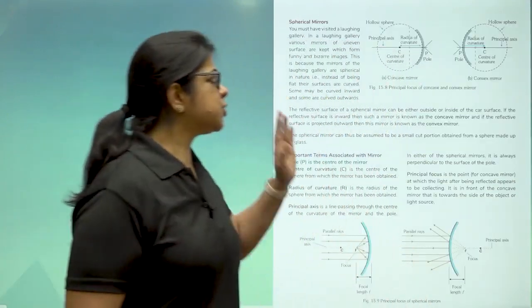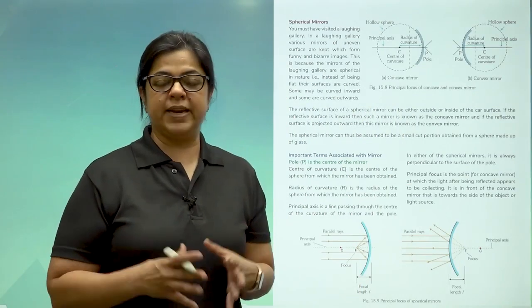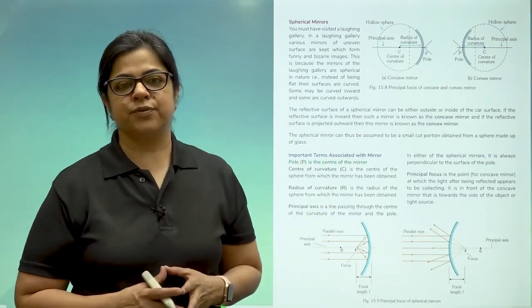Let's now come to spherical mirrors. Now, what are spherical mirrors and how are they created? Let's understand that first. A mirror whose smooth and polished reflecting surface is a curved surface is called a spherical mirror.